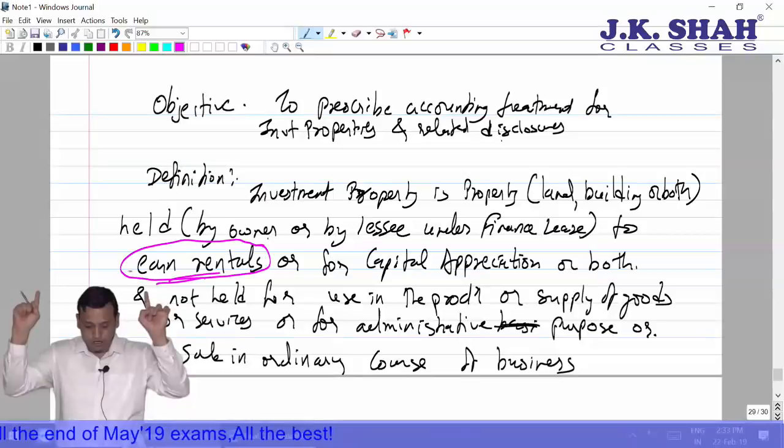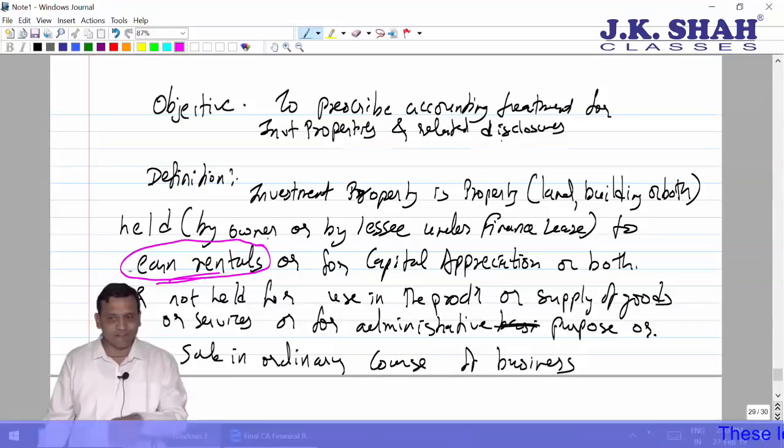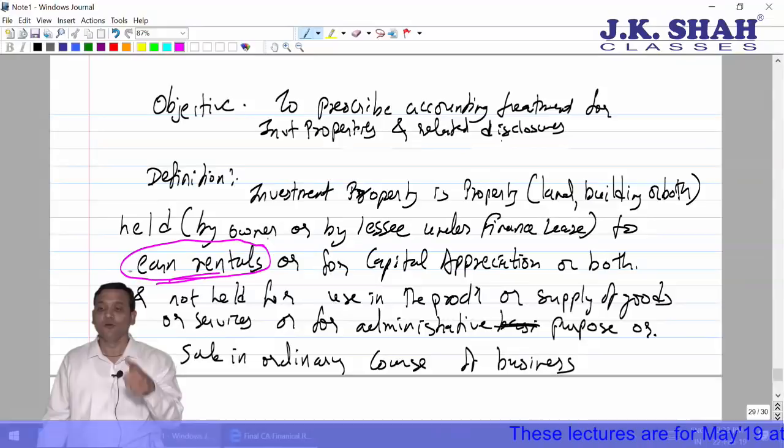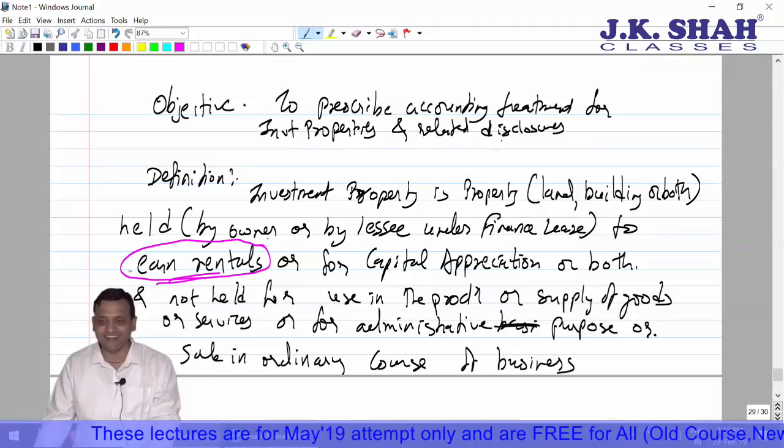So if I am holding a building, this does not mean all buildings will come under IND AS 40. All buildings will not come under IND AS 40. Because if I am holding a building for the purpose of production or supply of goods or services, or for admin purposes, or for the purpose of sale, then it will not be governed by IND AS 40. Did you get this point? That's why I made you write that.